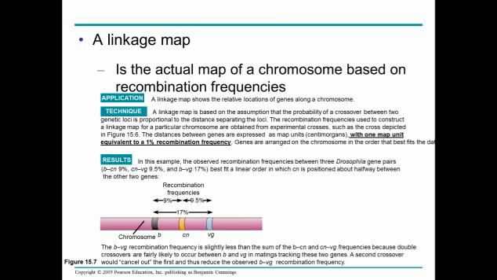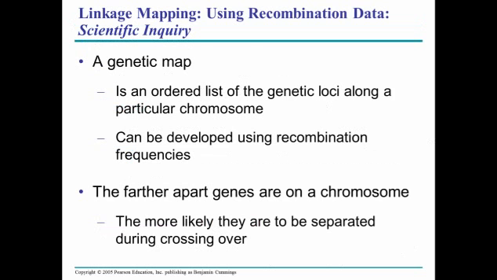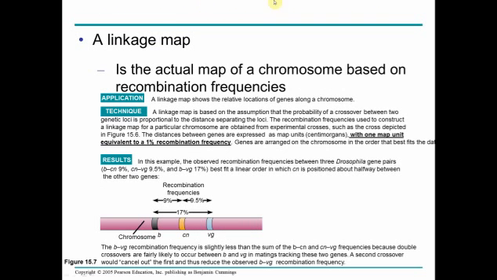So here's an example of creating a linkage map. You see a problem with Drosophila, and you're going to construct a linkage map. One map unit is equivalent to 1% recombination frequency. And you find the offspring data. What you determine is that the distance between B and CN is 9%, and the distance between CN and VG, those are two different genes, is 9.5%. And then the distance between B and VG, the ends, is 17%.